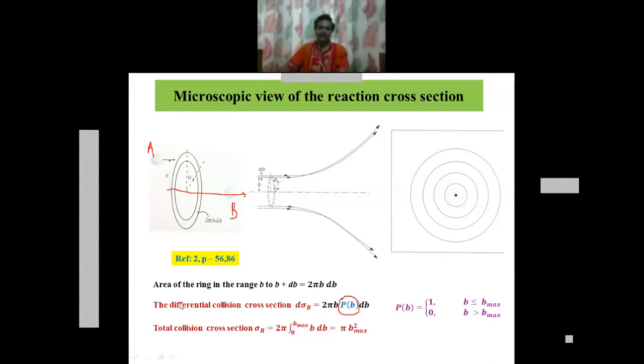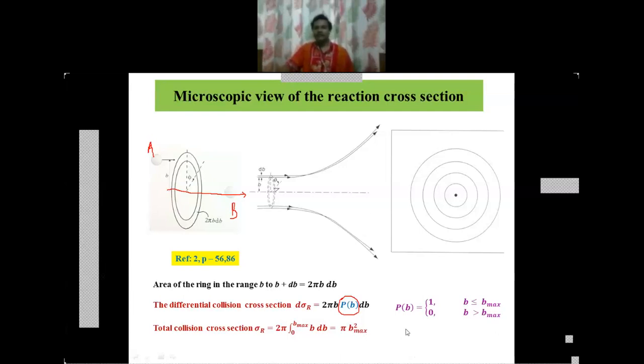That is the kind of reaction cross section we are thinking of, where the reaction takes place from a distance of at most b max. Now if we think classically, as a hard sphere model, then this is going to be π d squared.